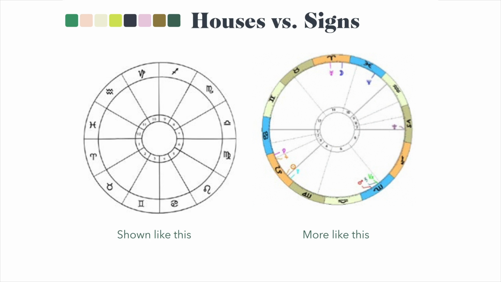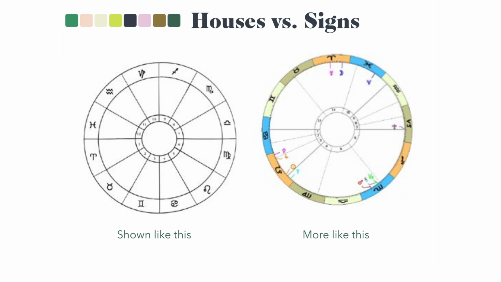So a little note about houses versus signs. The thin outer ring of the zodiac signs are always equal sizes. They're each 30-degree equal pieces of the sky. But the houses are shown sometimes as lining up exactly with the zodiac signs, but in reality, they look like the image on the right. Some of them are big, some of them are small, and sometimes they even intersect 3 or 4 zodiac signs. Not usually 4, but 1 or 2, or they start in the middle of them.